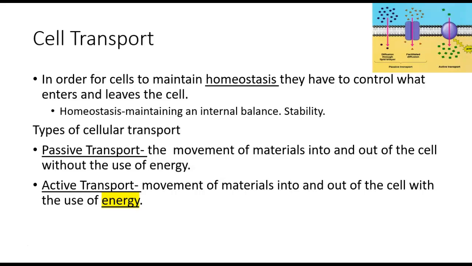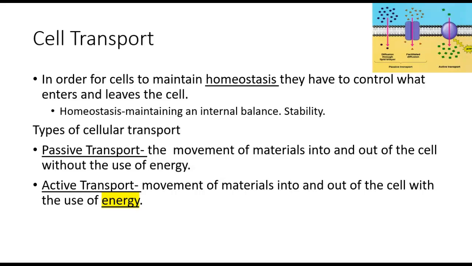There are different types of transport, meaning different ways that cells get things into and out of them. One way is passive transport, which is the movement of materials into and out of the cell without the use of energy. Keyword: without the use of energy. Then we have active transport. That's the movement of materials into and out of the cell with the use of energy. I highlighted energy because that's really important when you look at those things.